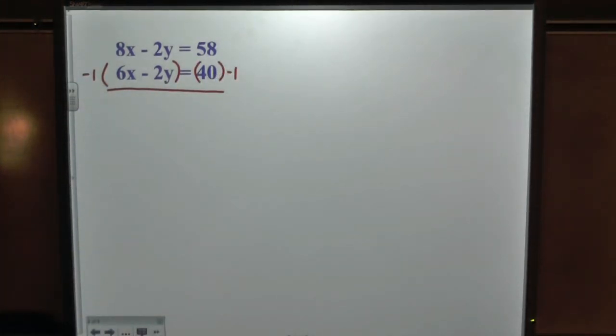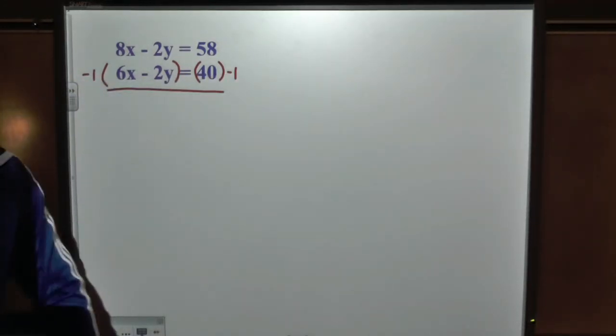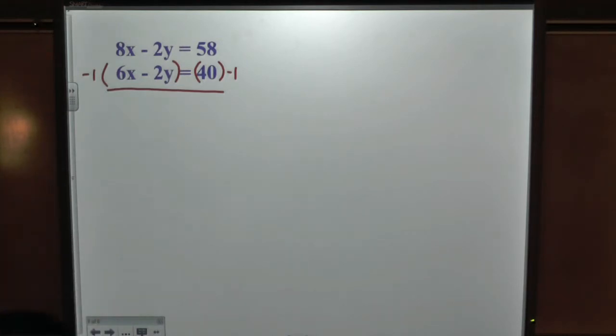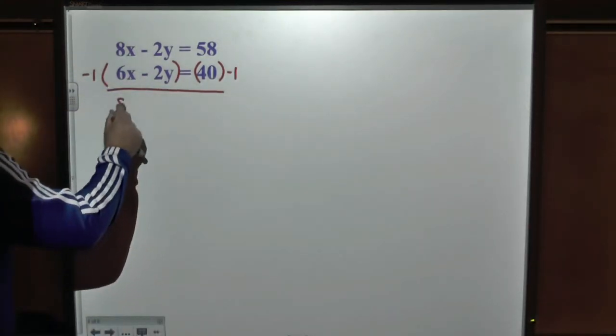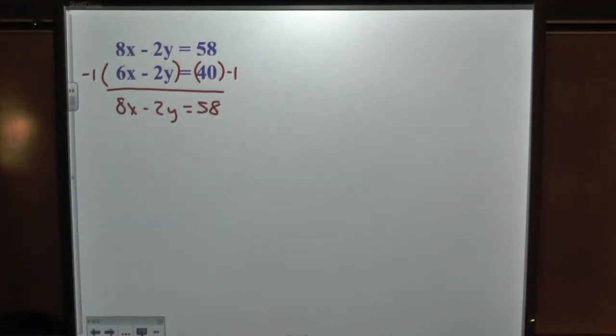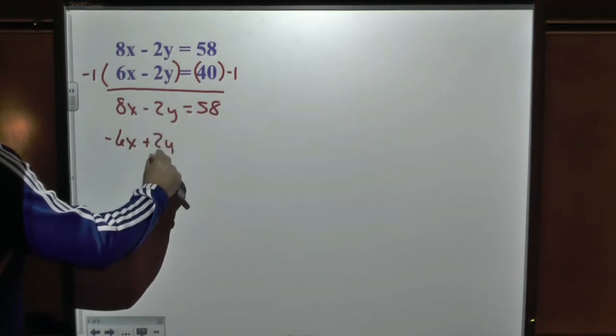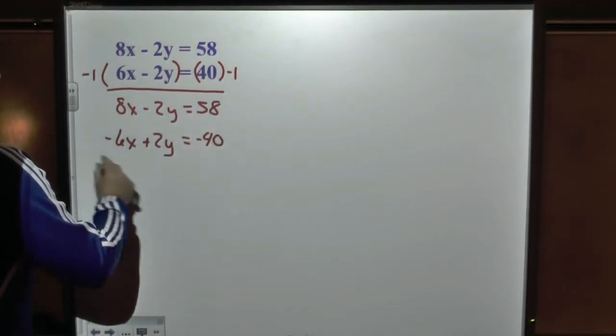The reason why I put those parentheses around both is to make sure that I multiply the whole equation by negative 1. If I don't do that, then I create an unbalanced equation. And we've talked about that before. You must multiply the whole thing out. So, the first equation, 8x minus 2y is equal to 58. Now the second equation, again, multiplying by negative 1 just switches all the signs. So the first one becomes a negative 6x, then positive 2y, and then a negative 40.